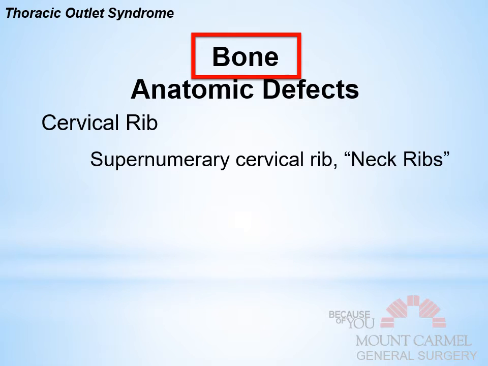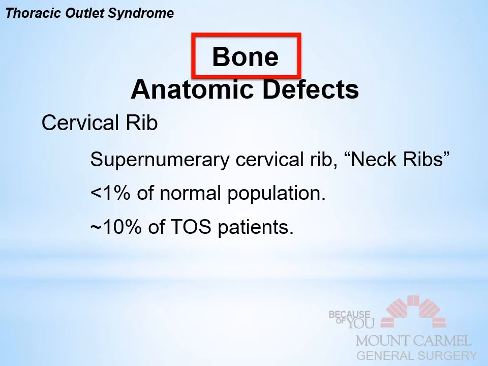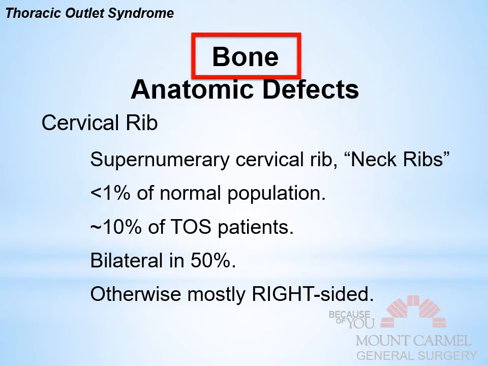So cervical ribs are supernumerary. They affect less than 1% of the population, so not that common. But interestingly, they affect 1 out of every 10 thoracic outlet syndrome patients. They are bilateral in 50% of patients, but if they're unilateral, they're normally on the right side. They are usually asymptomatic, but if they're symptomatic, this is oftentimes how they would present.